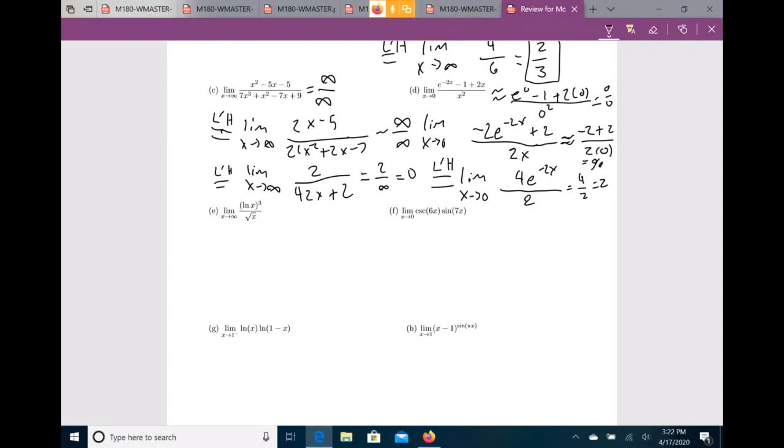Well, as x goes to infinity, root x would also go to infinity. So it actually looks like infinity over infinity.